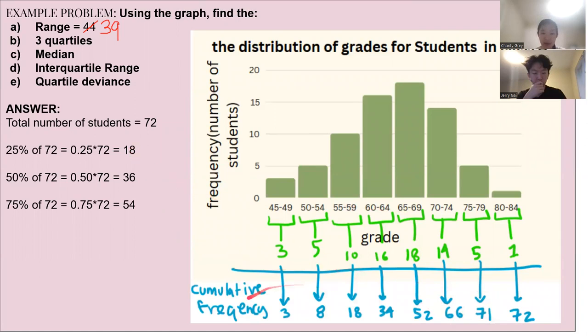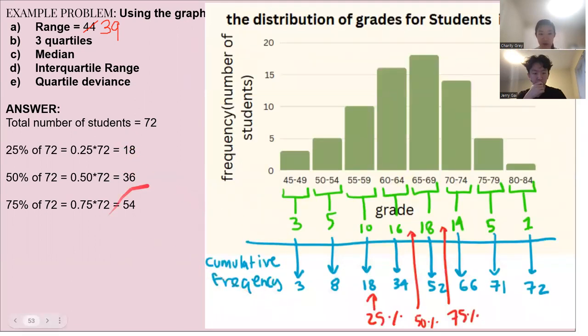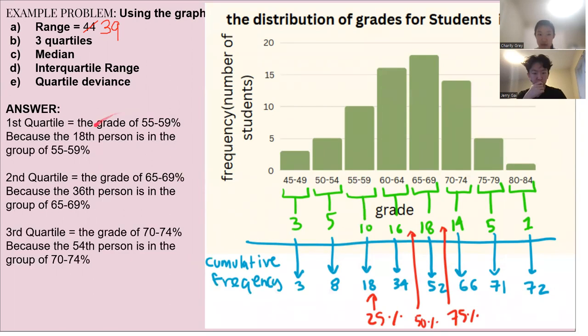So now that we have the cumulative frequency, we can identify where the interquartile range is. Our 25% is the 18th person, which is exactly the last person in this third bucket, which is the grade from 55 to 59. So that's our first quartile.